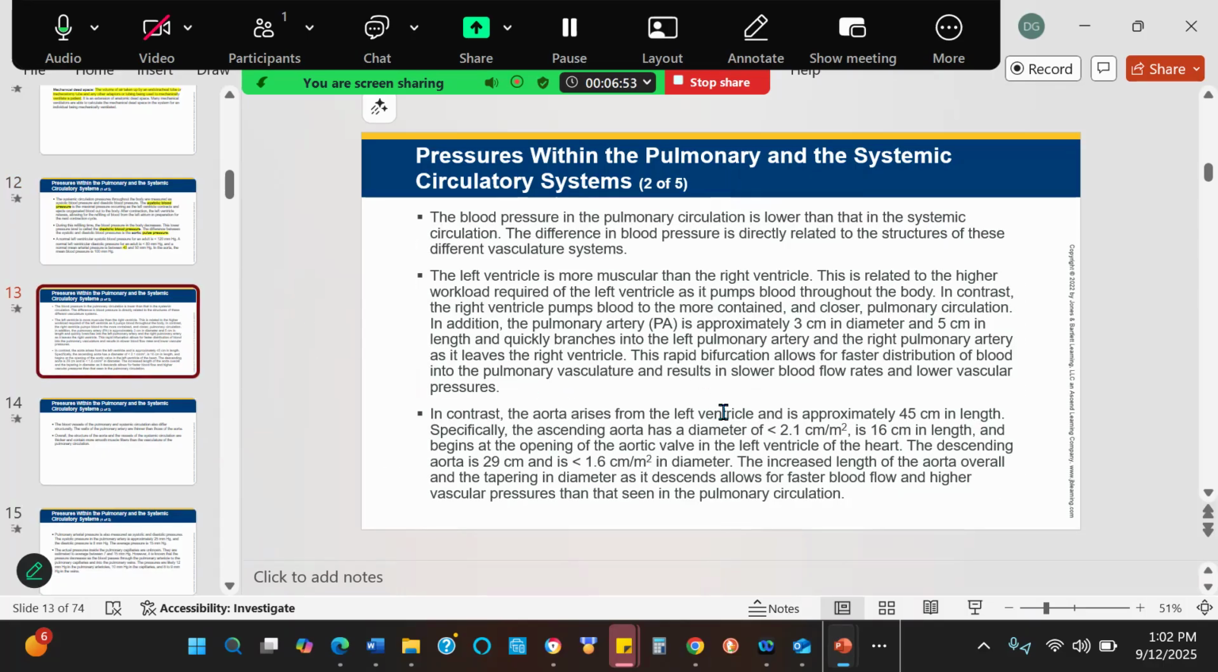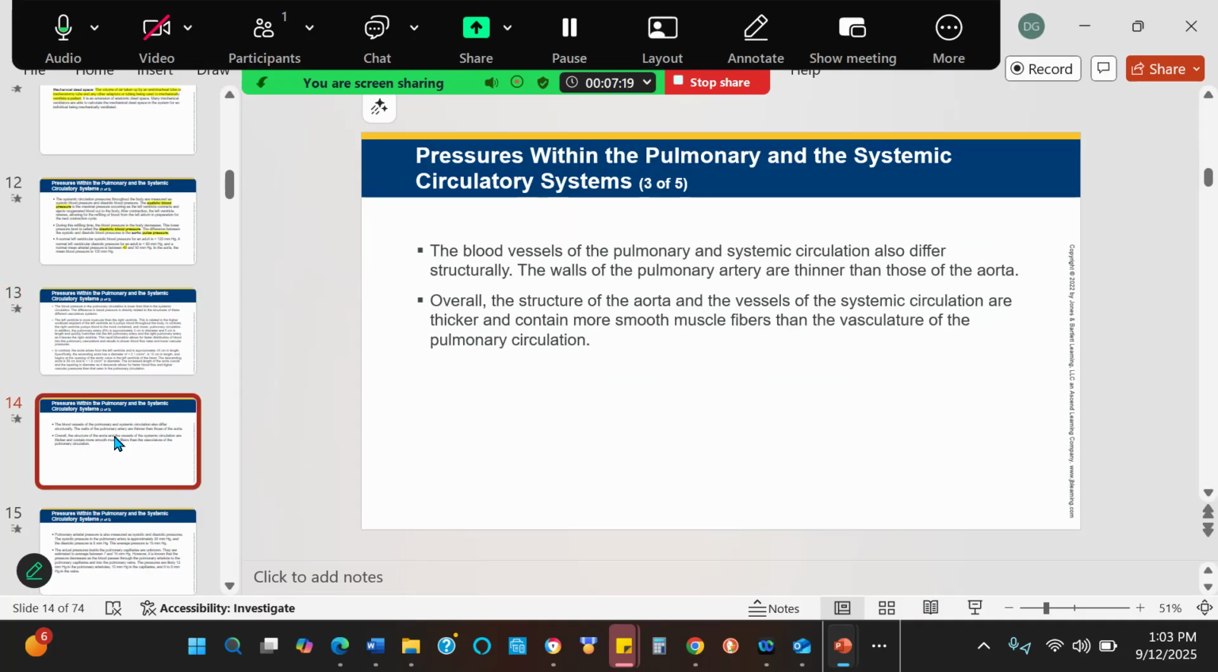Let's see, left ventricle is more muscular. It's got a bigger job to do. It pumps blood to the entire body. The aorta arises from the left ventricle. It is the largest artery by far, and it gives you some dimensions here about the size and length. You don't need to know those, but the aorta is by far the biggest artery and carries blood out to the entire body. The pulmonary arteries carry blood to the lungs.